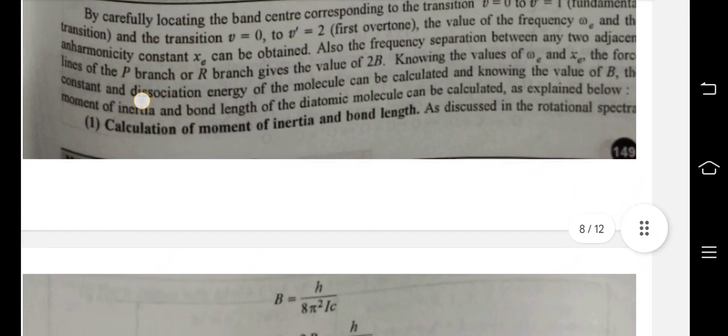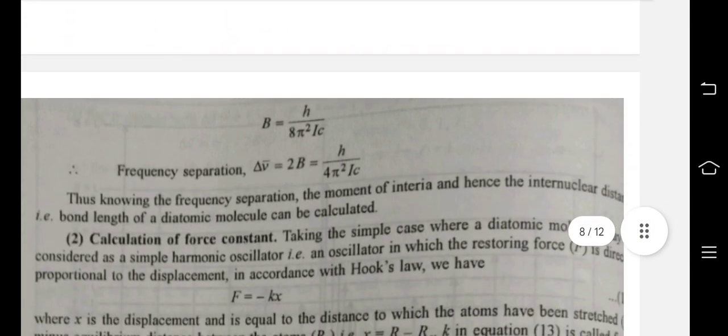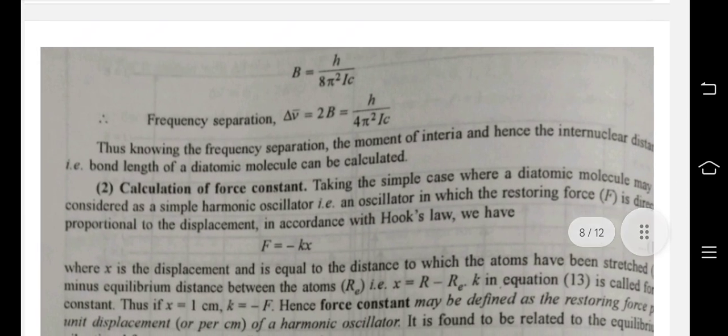As discussed in rotational spectra, B is equal to h upon 8π²Ic. Frequency separation Δν̄ is equal to 2B, which is further equal to h upon 4π²Ic. Thus, knowing the frequency separation, the moment of inertia, and hence the internuclear distance, that is bond length of a diatomic molecule, can be calculated.